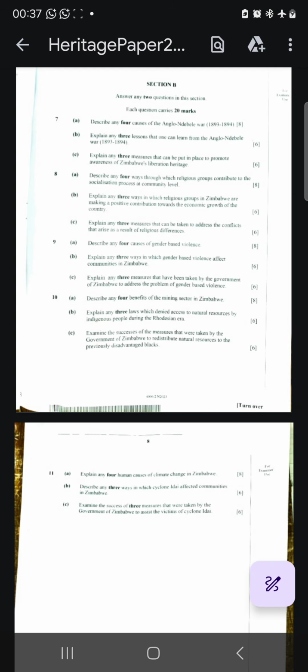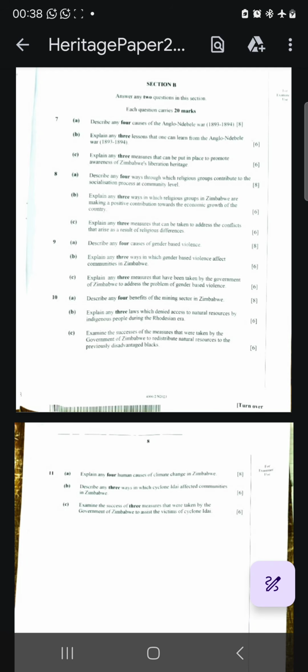That's quite important. So let us move on to 8. 8 says, describe any 4 ways through which religious groups contribute to the socialization process at community level. So religion is also a socializing agent, just like other socializing agents, like the community itself, like the media. The media shape a person's life, you can copy how someone dresses after seeing it on TV. That's how media socialize people.